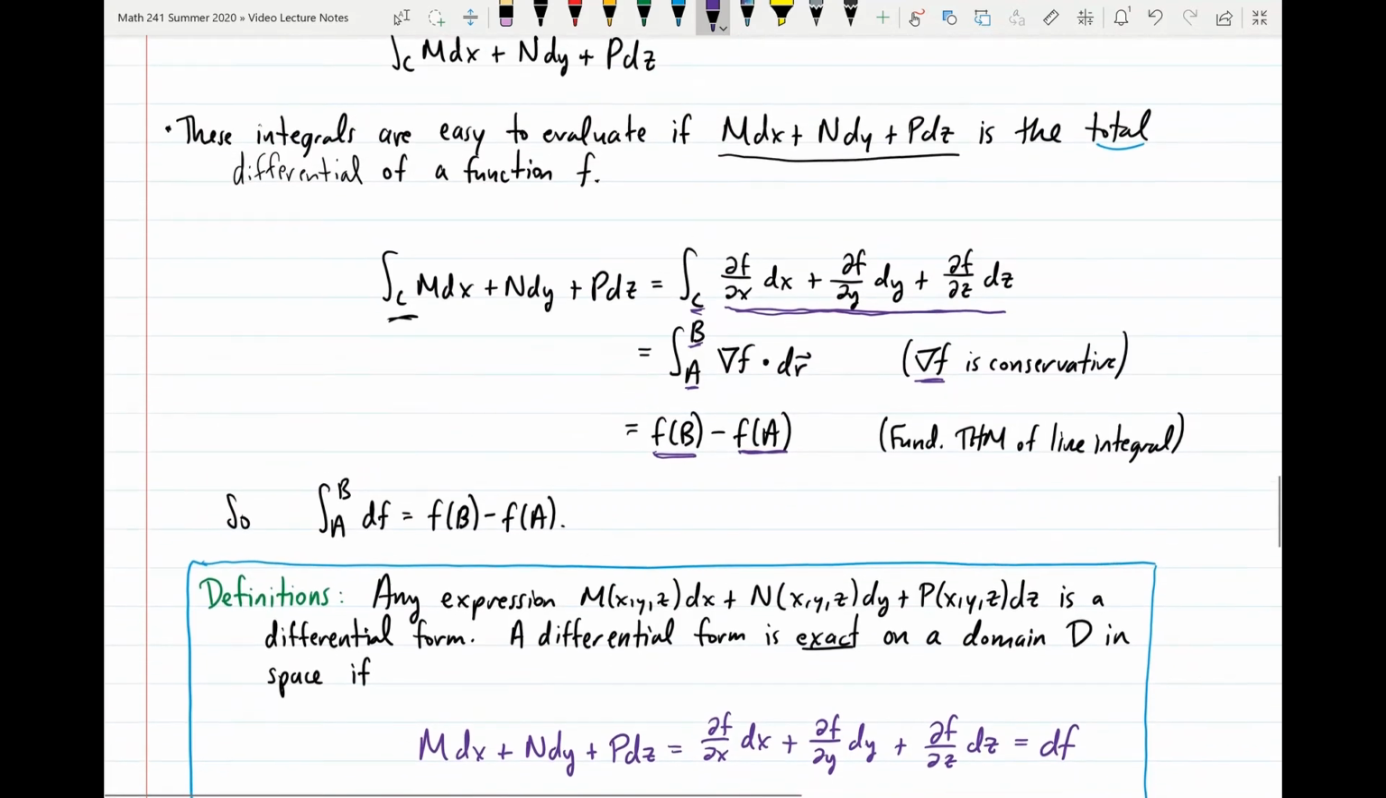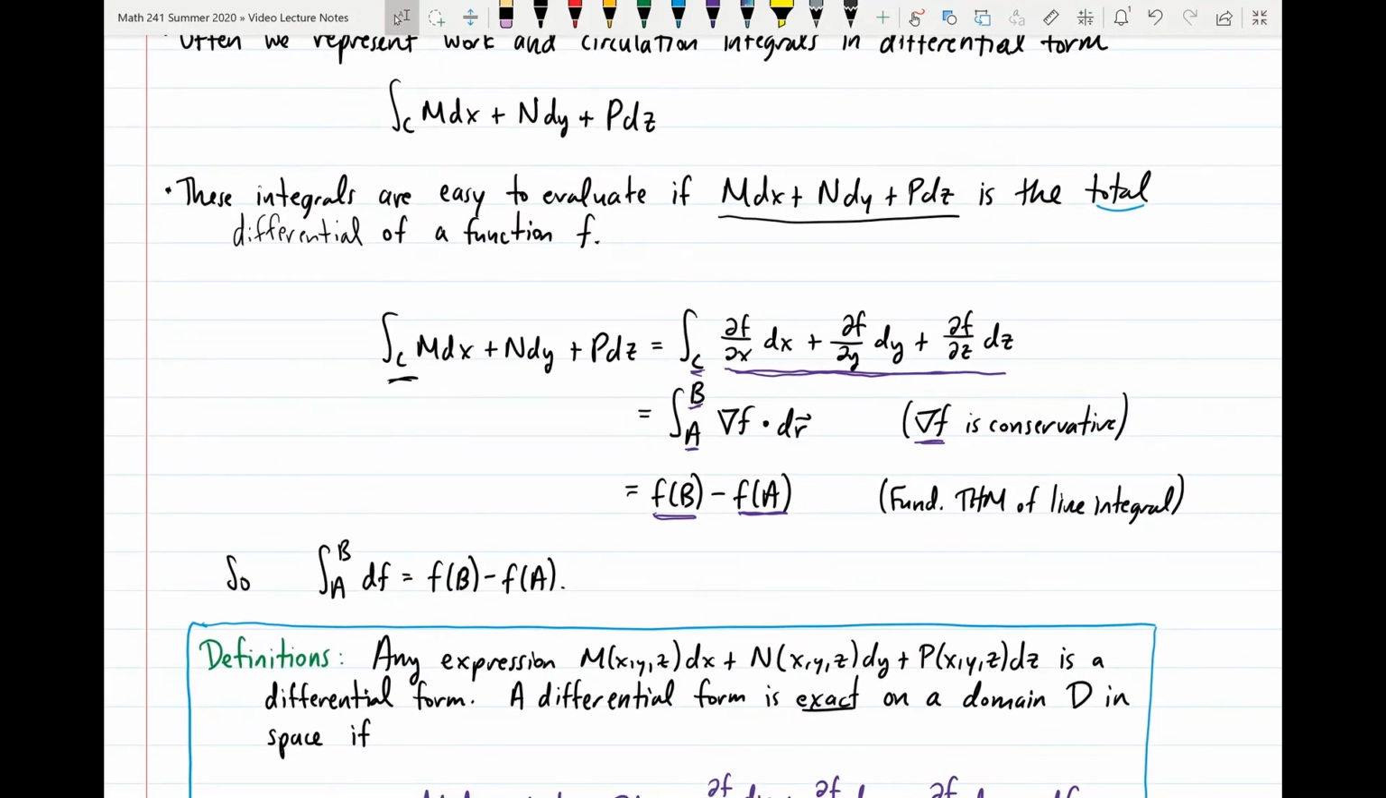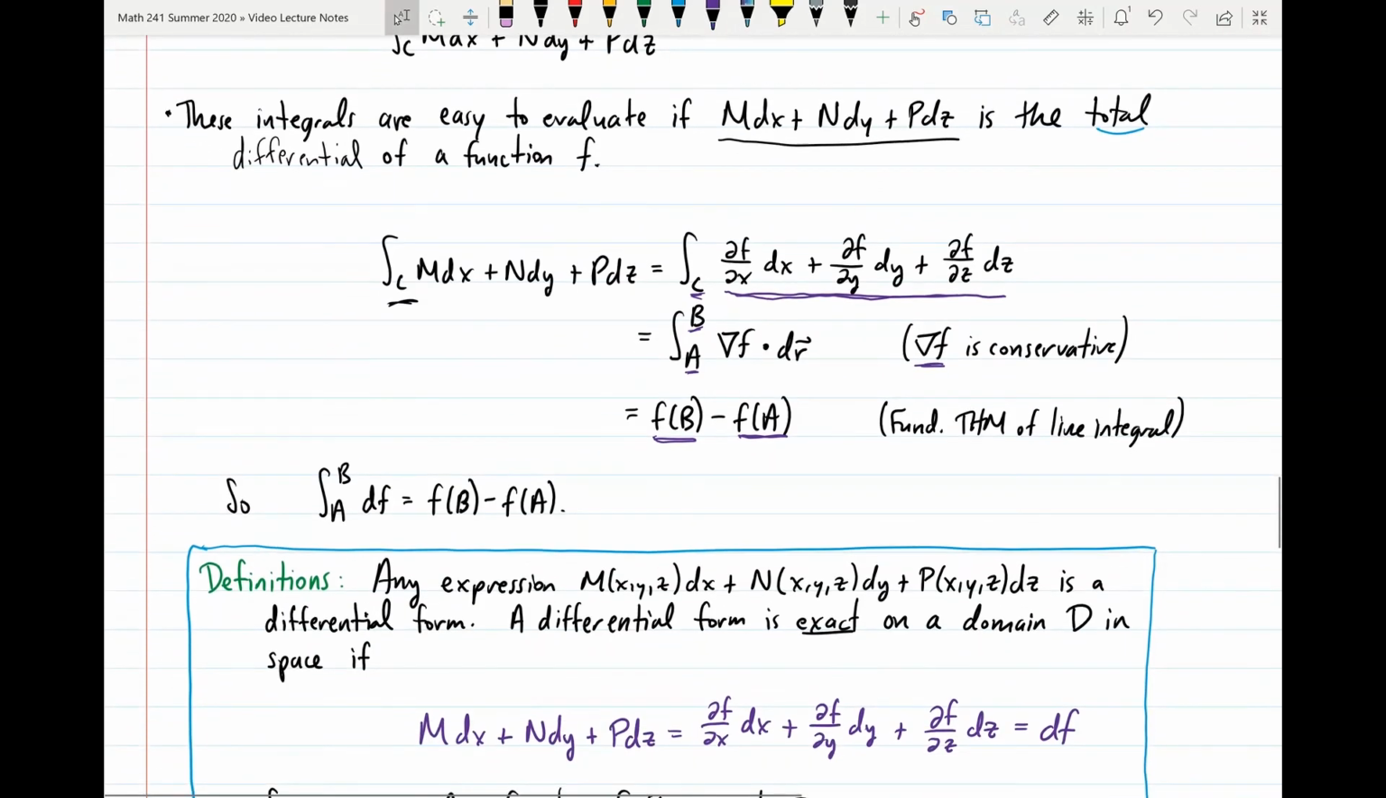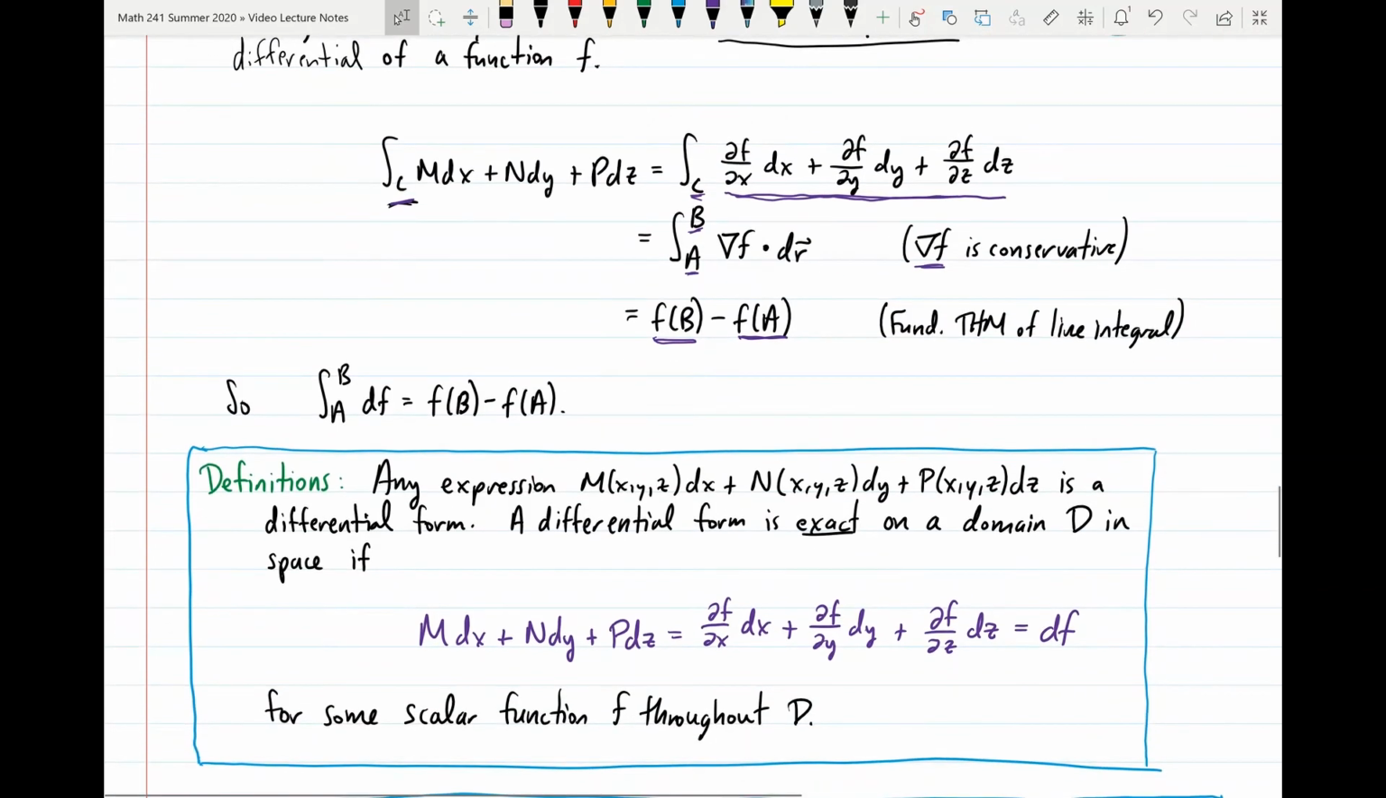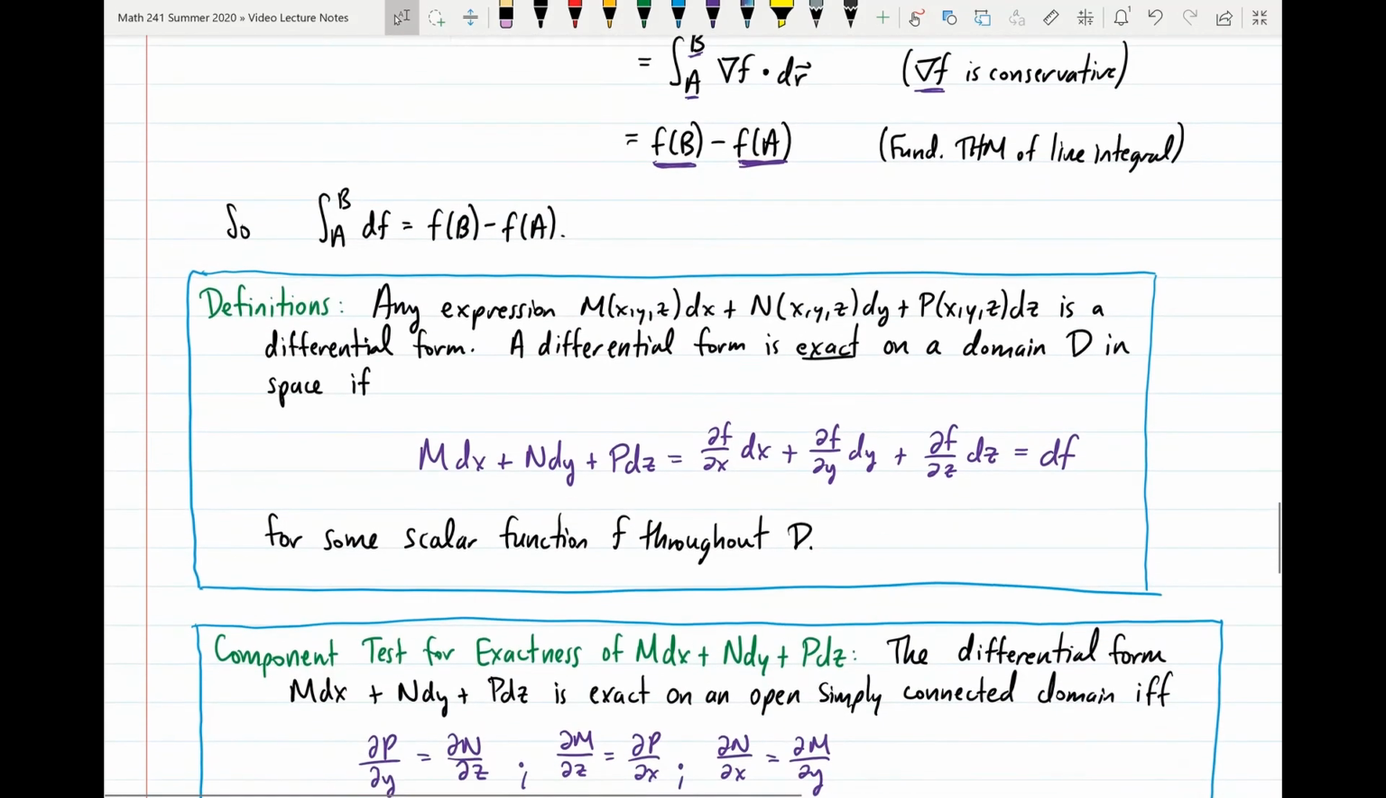And so ultimately, if it's the case that m dx plus n dy plus p dz is the total differential of some scalar function little f, then the integral of m dx plus n dy plus p dz over the curve C is equal to little f at B minus little f at A.